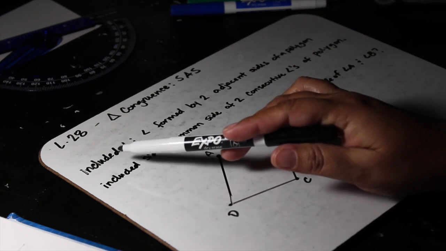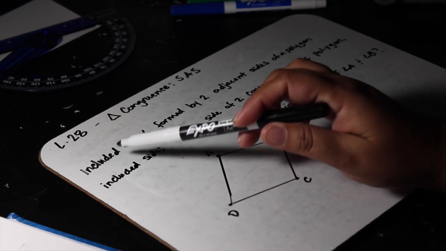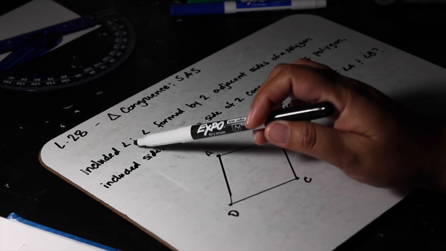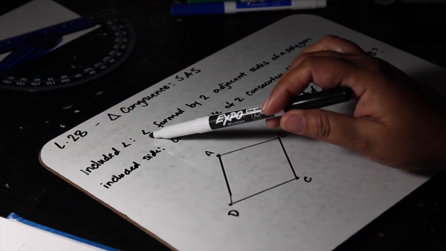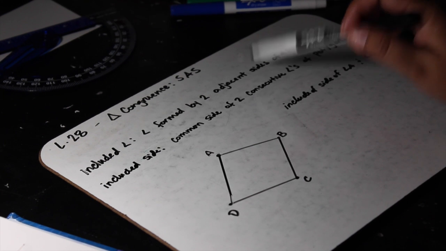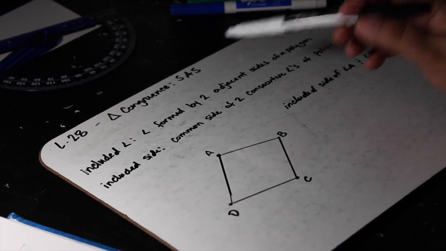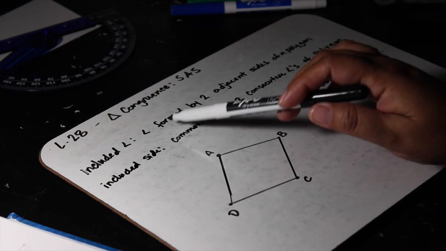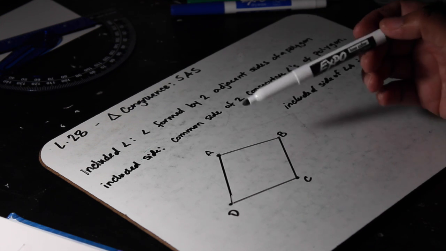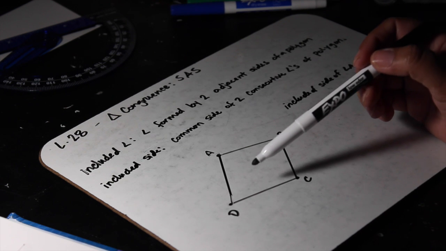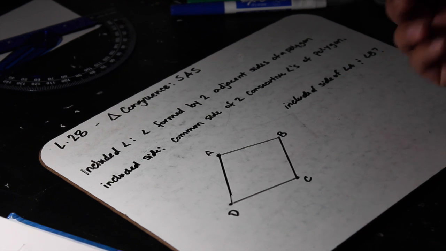I wrote them down for you. The first one is an included angle. An included angle is just an angle that's formed by two adjacent sides of a polygon. So two adjacent sides are sides that are right next to each other.